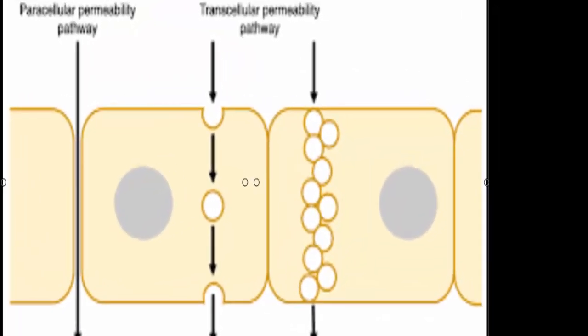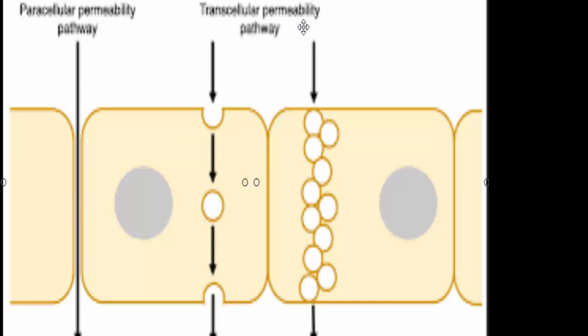Here's a diagram. These are just general epithelial cells, but it shows the different pathways. So the paracellular permeability pathway is when it goes in between the cells. Now, as you know, we've got the tight junctions and the adhesion junction and the desmosomes down here. So that's the paracellular pathway.